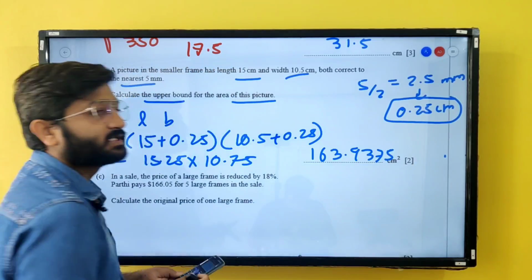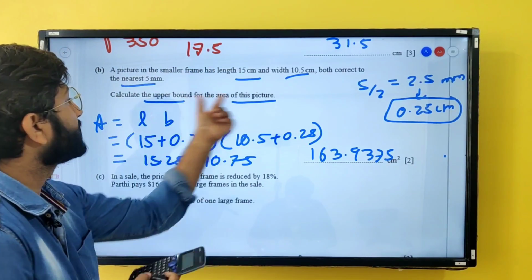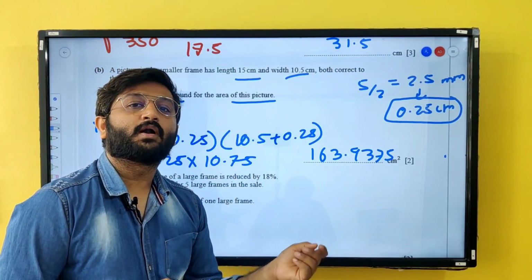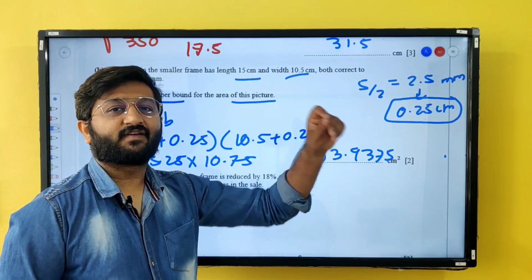163.9375. Guys, always write the complete answer in case of bounds. Also, you can refer to this I button wherein I have covered the in-depth concepts of accuracy and bounds.